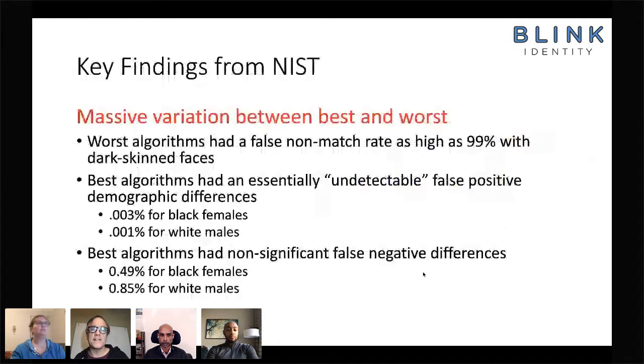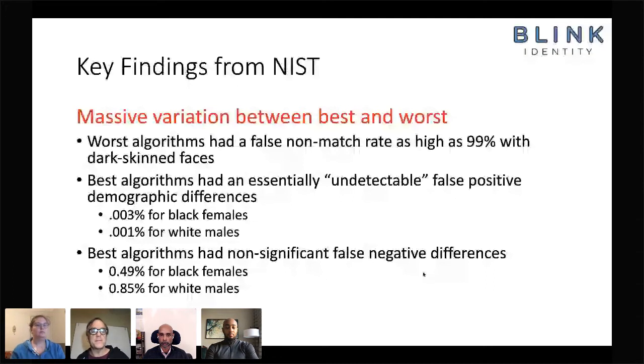So the NIST report, and I'm not kidding here, has 1,200 pages of graphs just on demographic bias alone. That's not counting accuracy and performance. So it's a lot of data for anybody to understand. But essentially, the key thing I think is important out of the NIST study is that there is some pretty huge demographic bias, but it depends a lot on the algorithms that you're looking at. If you look at the worst algorithms, the ones down at around 200 or 180 or whatever, they had false non-match rates as high as 99% with dark skin faces.